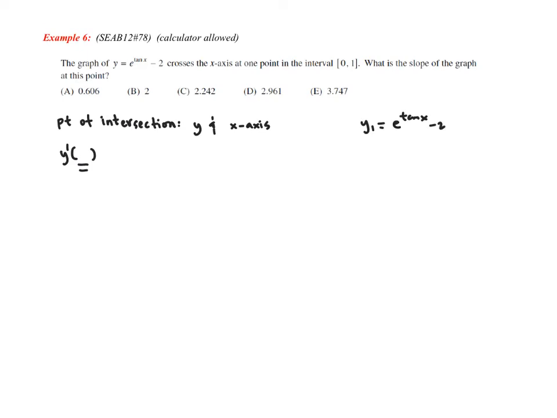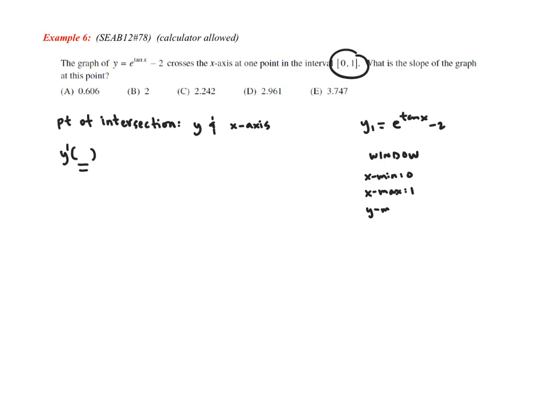x minus 2. And I'm going to go to my calculator, right? And I'm going to graph. I'm going to set my window. Let's talk about window real quick. I'm going to take an x min of 0 and an x max of 1. Why? Because of this interval.